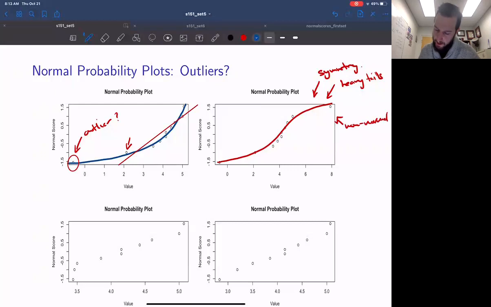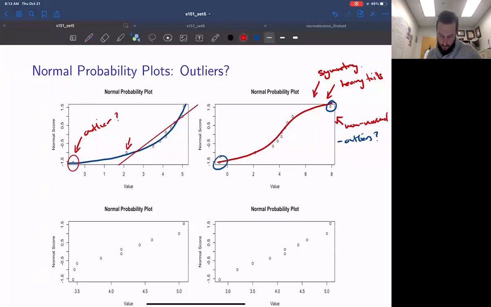And you might flag those 2 points as potential outliers, but I think that those are more likely just, well, I guess you could flag them as potential outliers with reference to the normal distribution.